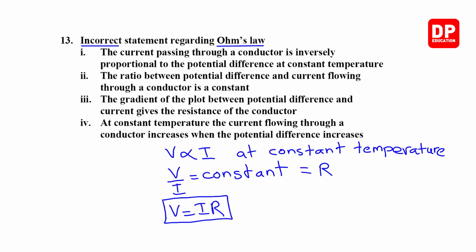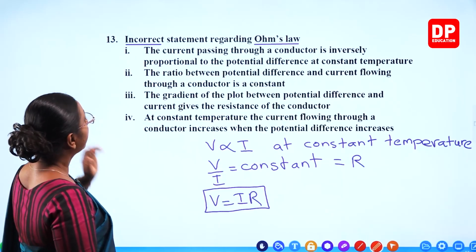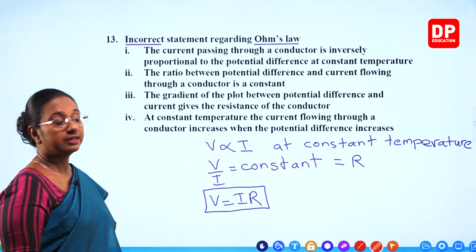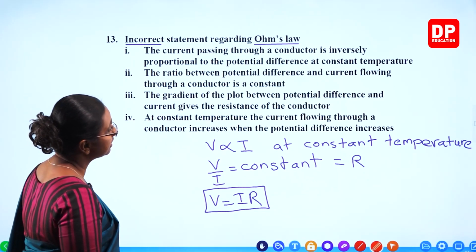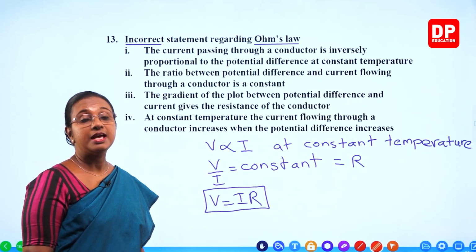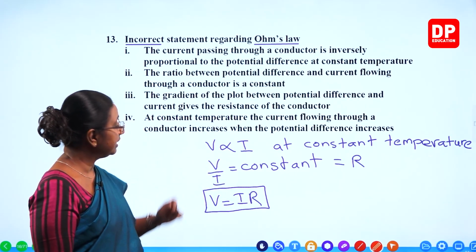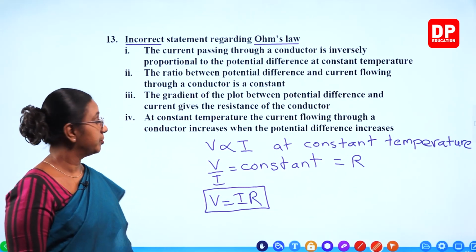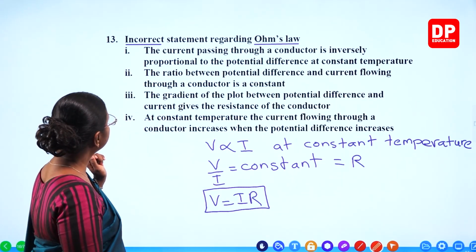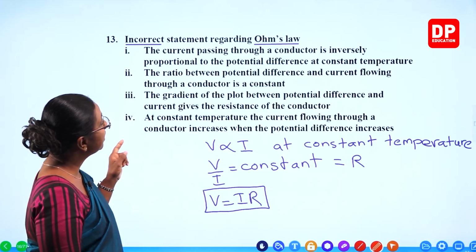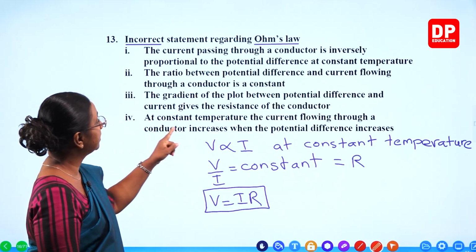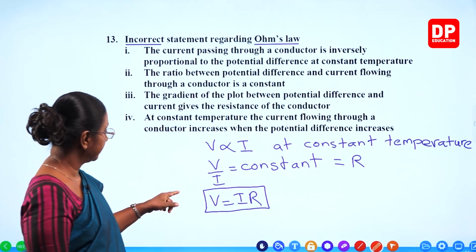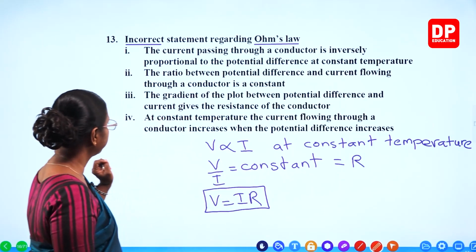So this is Ohm's law at constant temperature. So then, the first one. The current passing through a conductor is inversely proportional to the potential difference at constant temperature. That is wrong, because here it is directly proportional. Second answer, the ratio between potential difference and current flowing through a conductor is a constant. That is correct.